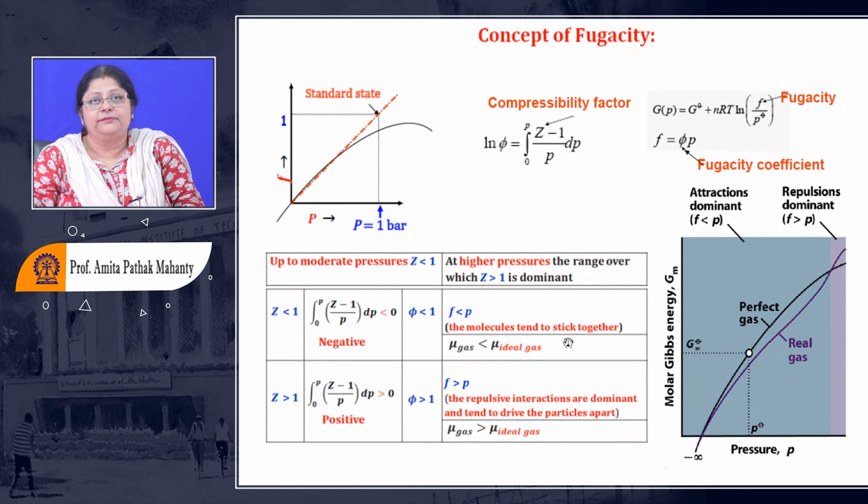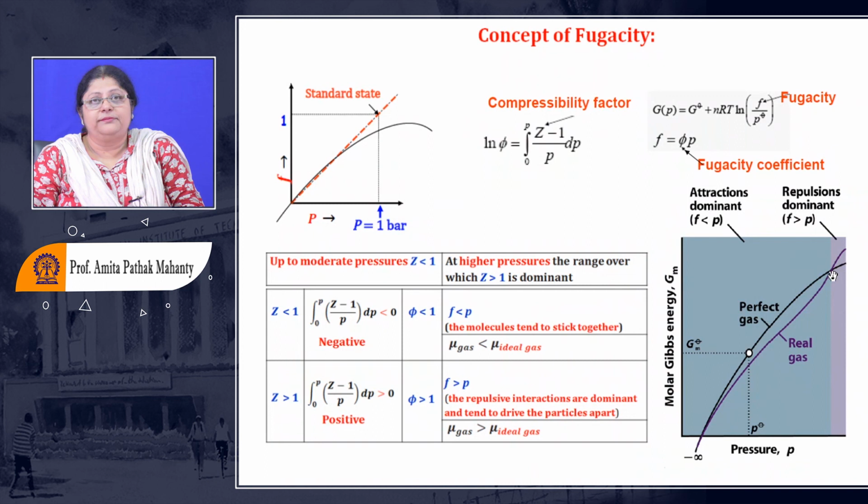For Z greater than or equal to 1, what is the value we are going to get? Please plug in and tell me what the values will be. For Z greater than 1, fugacity will be greater than the pressure of the gas. Yes. And at that time, what will happen? If the fugacity is greater than the pressure, then the chemical potential of the real gas will become more than that of the ideal gas.